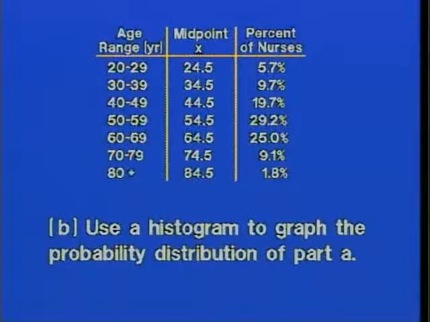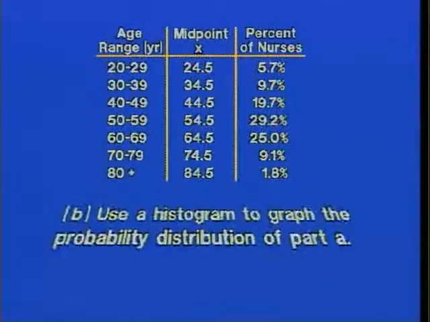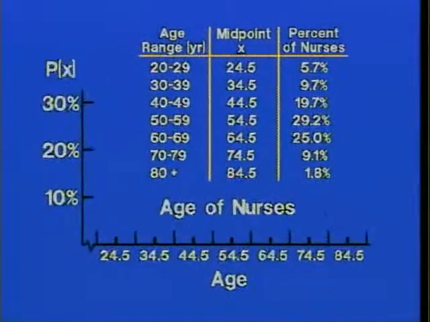Use a histogram to graph the probability distribution of Part A. Well, let's see, a histogram. We want to make a histogram having to do with this information. So we would begin by structuring a coordinate plane, and the coordinate plane has a horizontal and vertical axis.